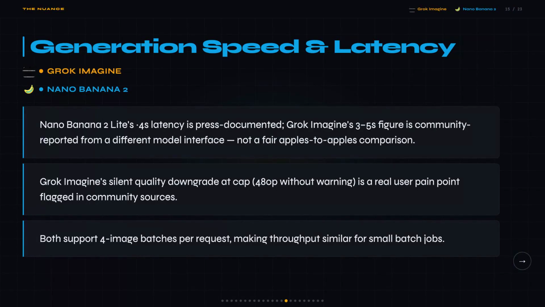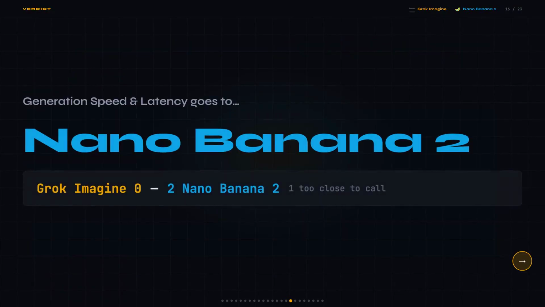What actually separates them is behavior at the cap. Grok Imagine silently downgrades to 480p when you're near your generation limit, and that's community reported, not disclosed by XAI. Nano Banana 2 Lite press sources say latency rarely goes past 20 seconds, even at peak. Nano Banana 2 picks up test 3, and honestly, the deciding factor wasn't raw speed at all.